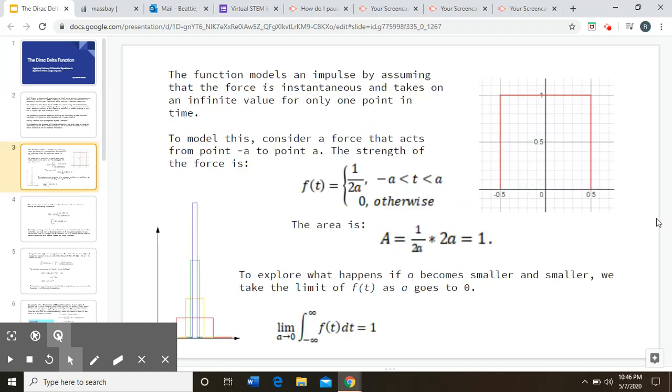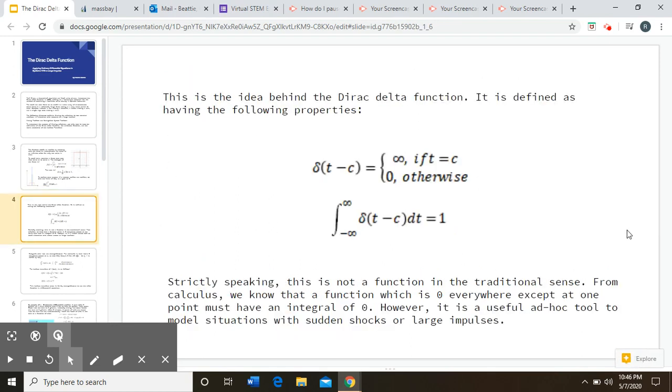The function models an impulse by assuming that the force is instantaneous and takes an infinite value for only one point in time. So there's a model if you take it from negative a to a around 0, and the force that acts that entire time is 1 over 2a, then the area is equal to 1. So the thought experiment is what happens as a gets smaller and smaller, closer to 0, what happens to the height. And the idea is that as it gets closer to 0, the height goes to infinity. This is the idea behind the Dirac delta function.